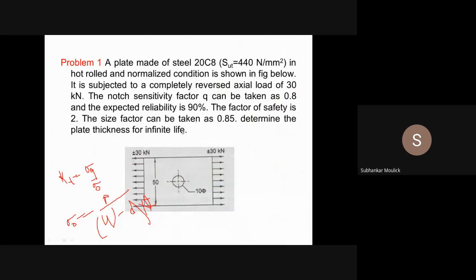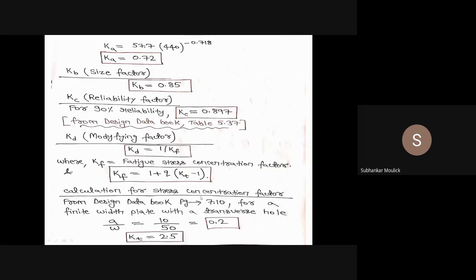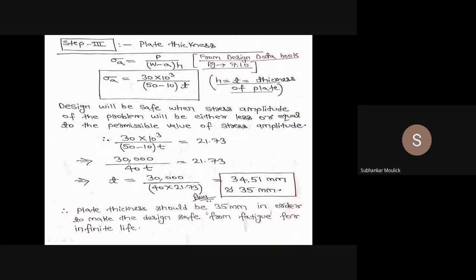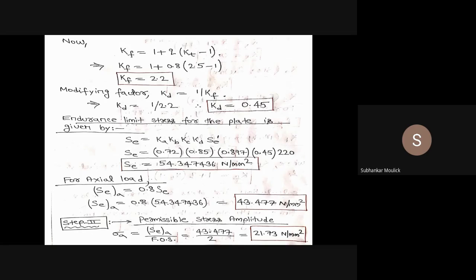So in order to avoid failure of this component by fatigue for infinite life, the thickness of this component should be equal to 35 mm. And this is what has been asked in this problem, that is, find the value of the thickness. Is it okay? Any doubt in this problem? So this is how we can design any problem when it is subjected to fatigue failure for infinite life condition.